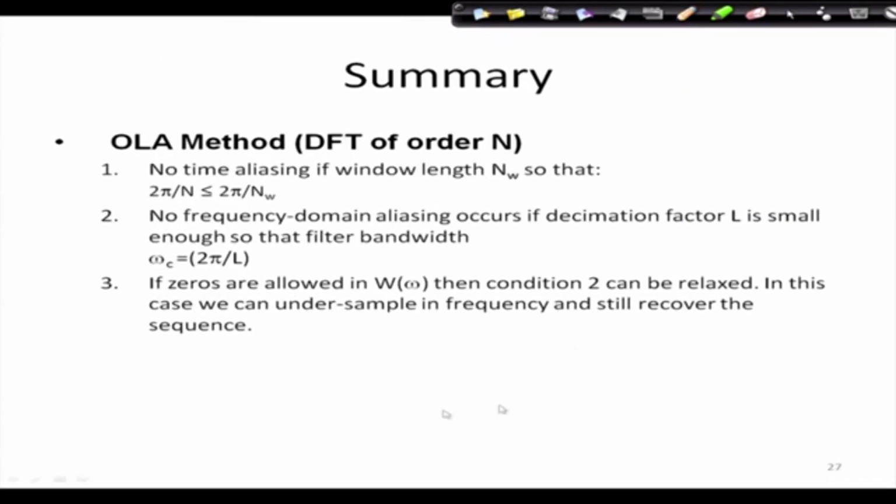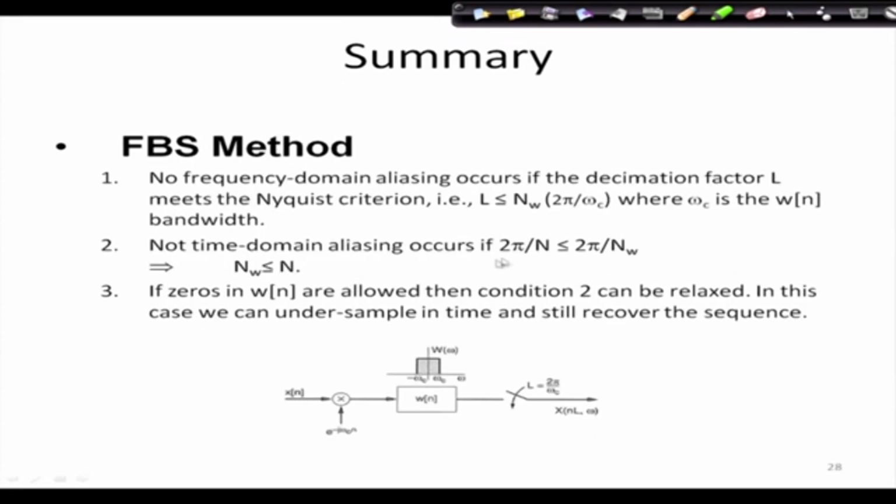In summary, in the OLA method, there is no time aliasing if the window length NW is such that 2 pi by N is less than or equal to 2 pi by NW. And no frequency domain aliasing occurs if omega c is equal to 2 pi by L. If zeros are allowed in omega c, then condition 2 can be relaxed. Now, in summary, in the FBS method, NW is greater than or equal to N. If zeros in Wn are allowed, then condition 2 can be relaxed.